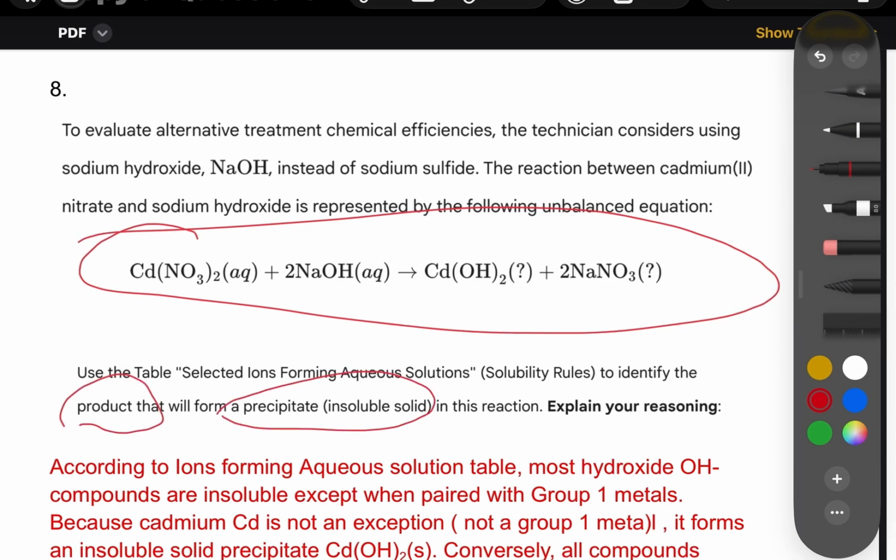Now here we have the equation, and it's asking us to identify which product will form a precipitate, or an insoluble solid. So we're looking at the product side, and it's asking which one is going to be insoluble. Well, in our table of selected ions forming aqueous solutions, anything that's in that table is going to be soluble. If it's not in that table, it's going to be insoluble. If we look at the table, Na is in the table because it's a group 1 metal. So that's going to make this whole compound here soluble, meaning that Cd(OH)2, or cadmium hydroxide, is going to be the insoluble solid. It's going to form the precipitate.